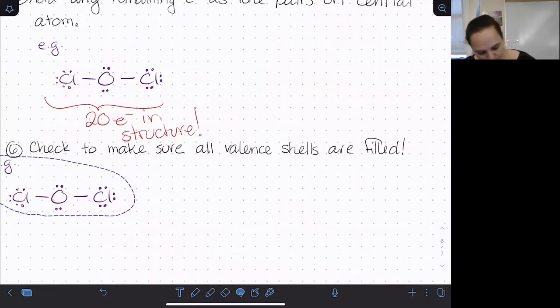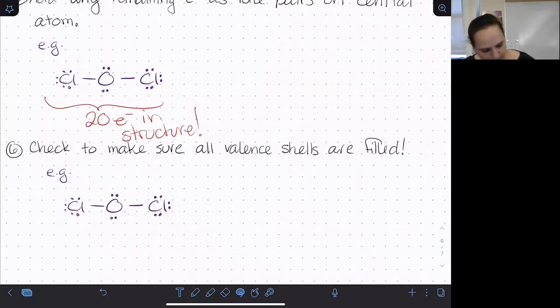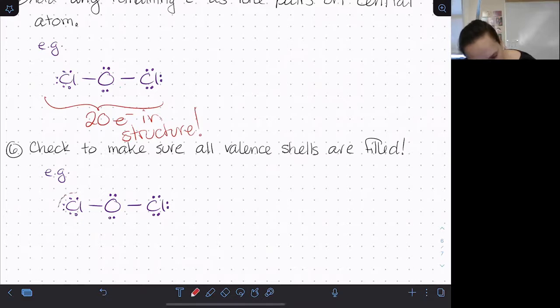So we come back here. Remembering that shared electrons count towards the valence electrons of both atoms in the bond means that each of our chlorines has access to the 3 lone pairs on it, plus the electrons in this bond. So that gives us 2, 4, 6, 8, 2, 4, 6, 8. Filled octets on both of those are good to go.